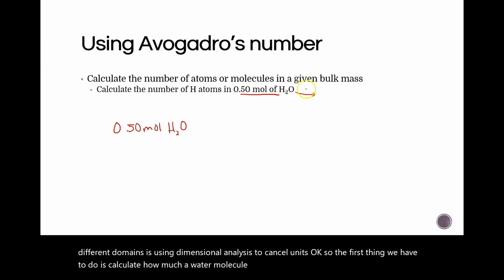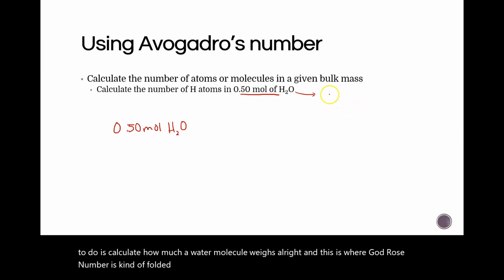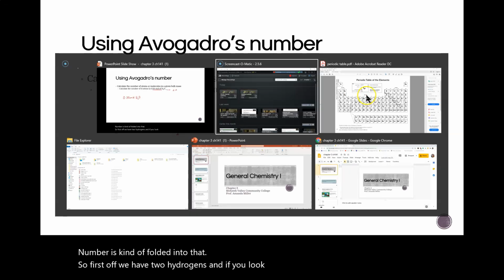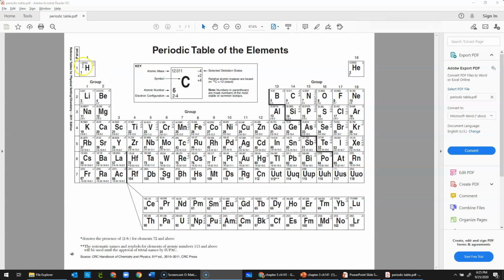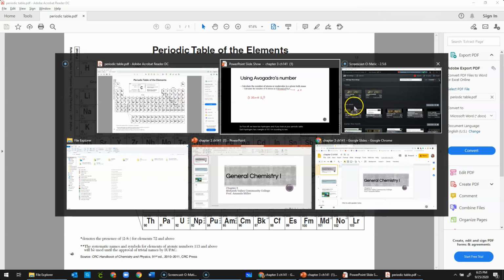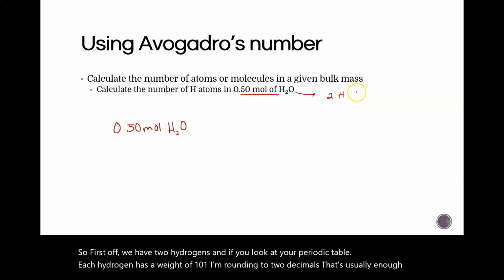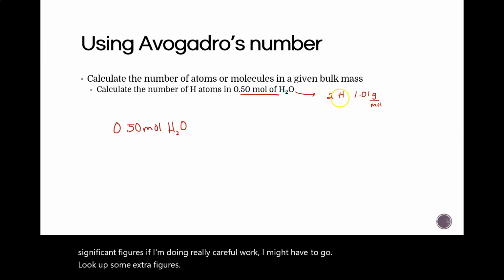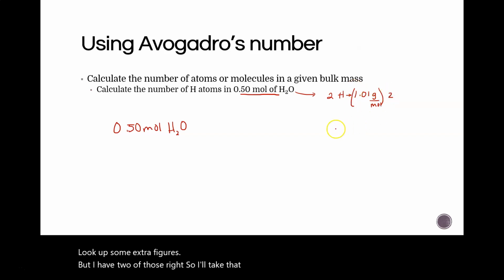All right, and this is where Avogadro's number is kind of folded into that. So first off, we have 2 hydrogens, and if you look at your periodic table, each hydrogen has a weight of 1.01. I'm rounding to 2 decimals. That's usually enough significant figures. If I'm doing really careful work, I might have to go look up some extra figures. But I have 2 of those, right? So I'll take that number and multiply it by 2.